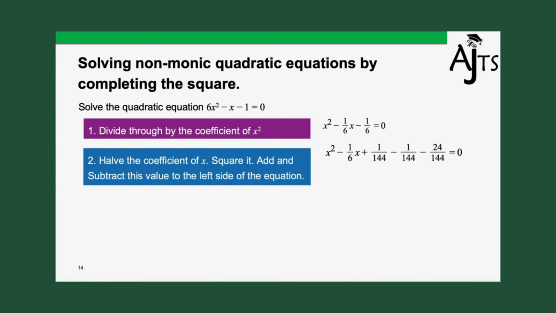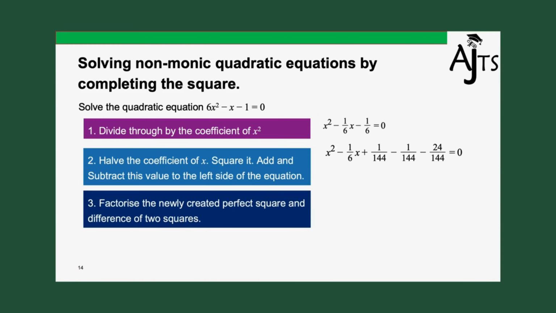Add and subtract this value to the left side of the equation to give x squared minus 1 over 6 times x plus 1 over 144 minus 1 over 144 minus 24 over 144 equals 0. Step 3. We then factorize the newly created perfect square x squared minus 1 over 6 times x plus 1 over 144 and collecting the constant terms to get x minus 1 over 12 all squared minus 25 over 144 equals 0.